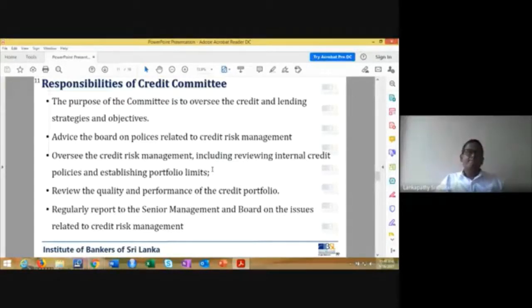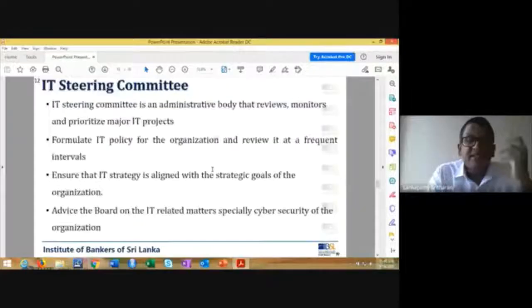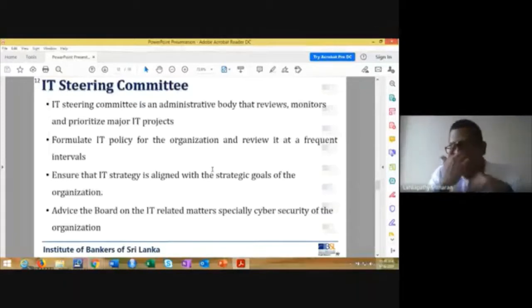In the risk management related to the credit operation of the bank, those are the credit risk committee's responsibilities. Next, the IT steering committee. As I mentioned, the IT steering committee is mostly related to technology risk, and it is an administrative body that reviews, monitors and prioritizes major IT projects.